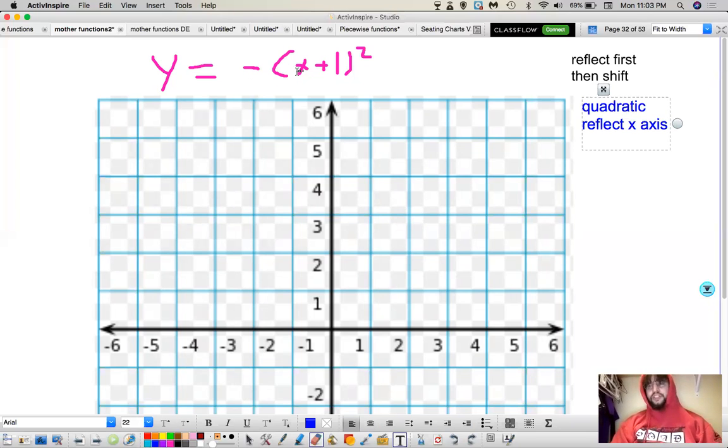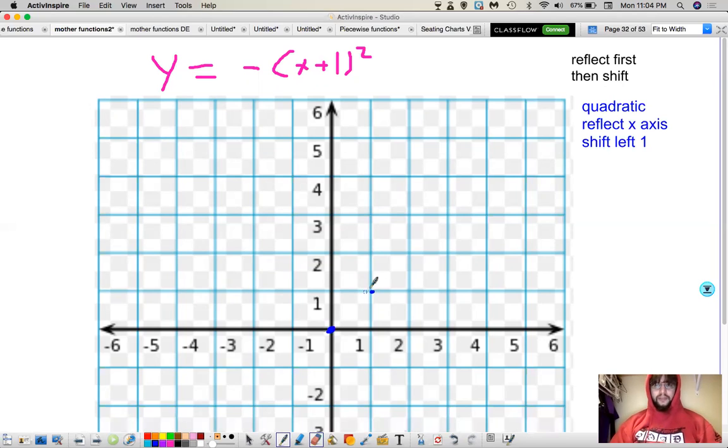And then we're going to shift that thing down. No. Up. No. Where is it? It's up in the parentheses. Left 1. Yeah. Remember, it's opposite sign. +1, you think, right? Basic mother function. Let's go.